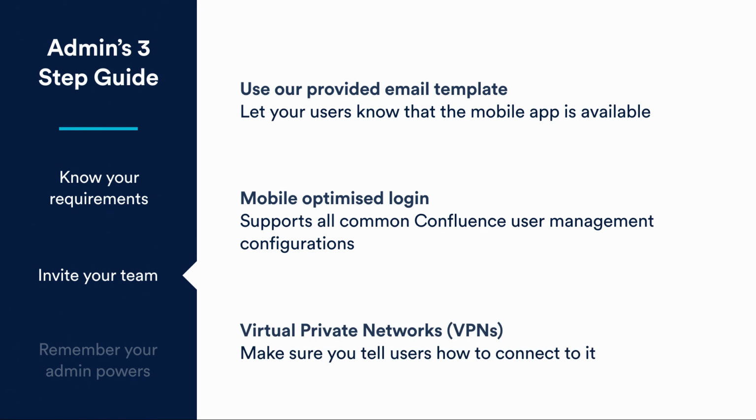And finally, if your Confluence site is not available publicly on the internet, users will need to connect their device to your network or a virtual private network, VPN, in order to access the app. We recommend providing your users with detailed instructions on how to connect to your VPN when you tell them that the app is available in your organization, as this isn't something that Atlassian support will be able to help you out with.